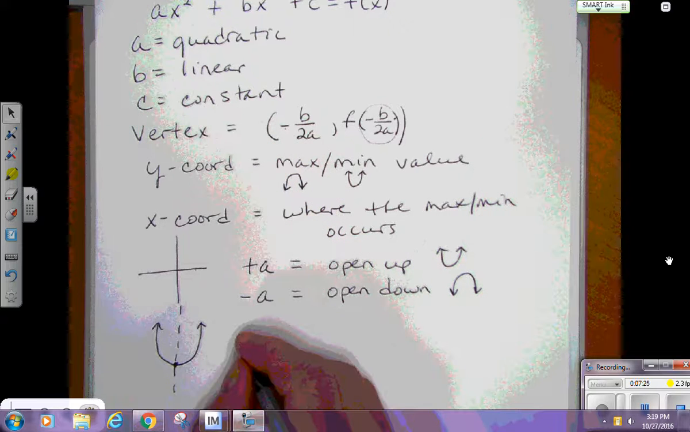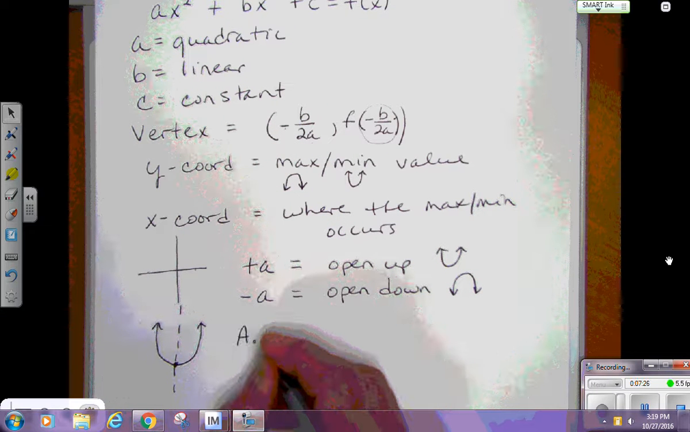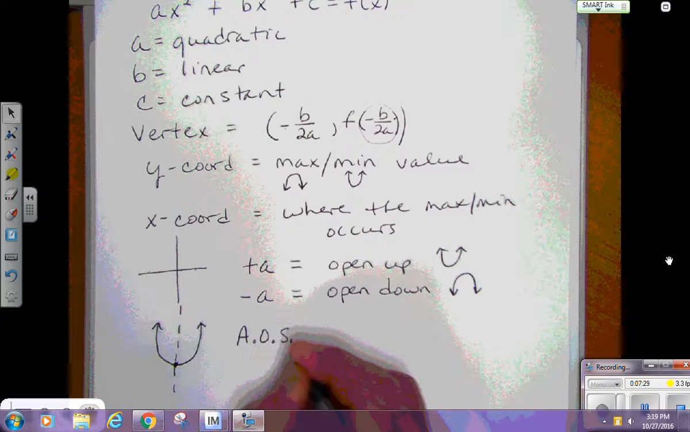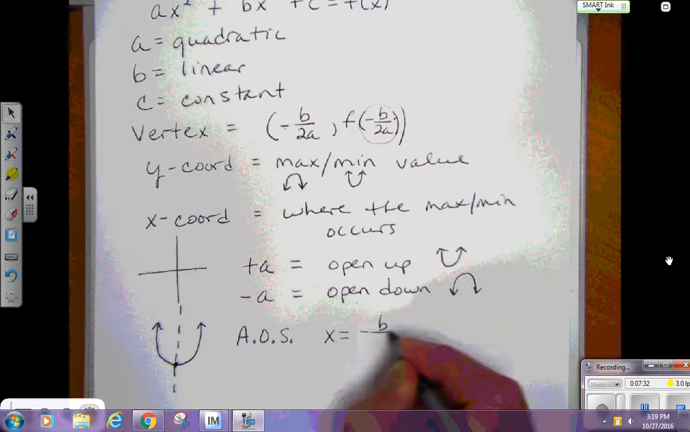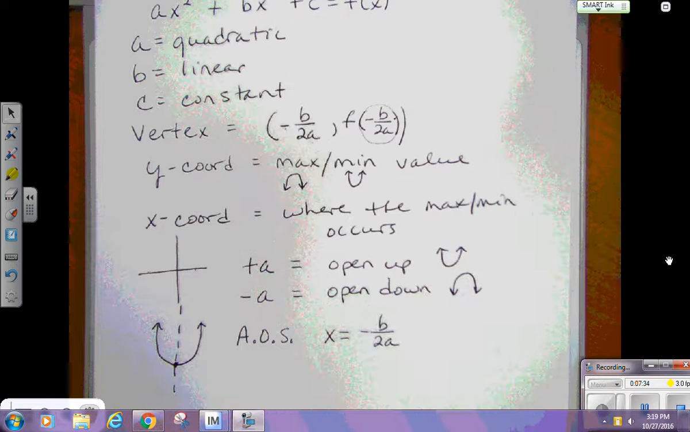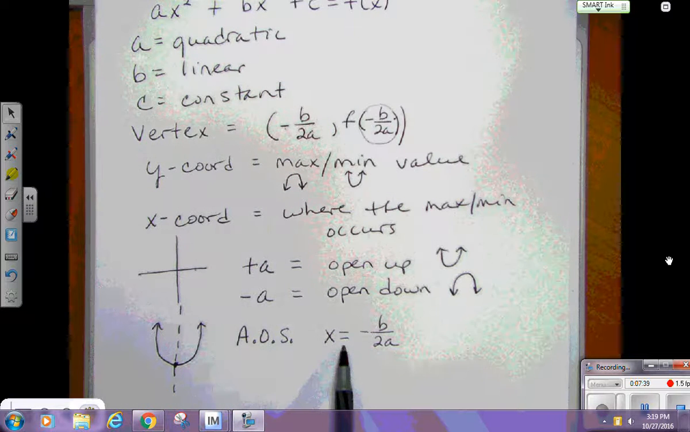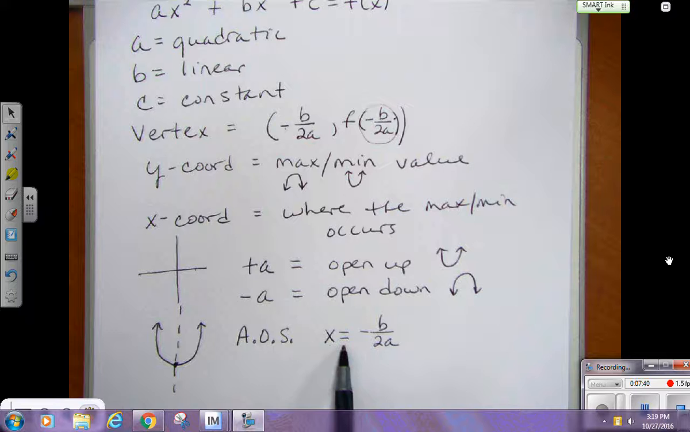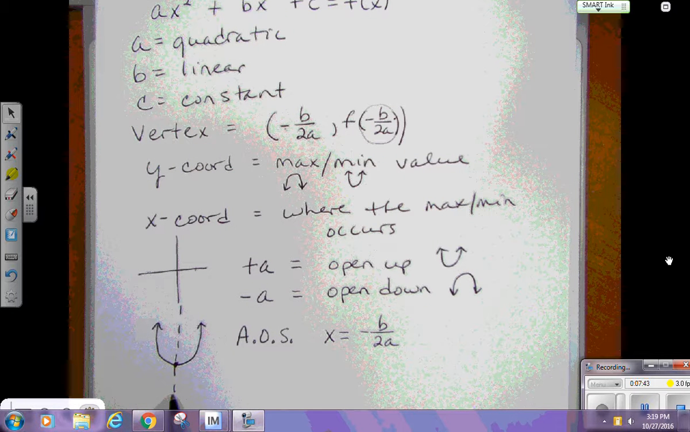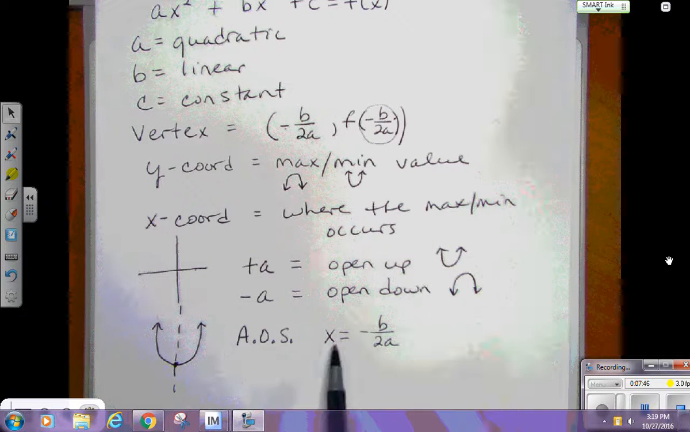And your axis of symmetry, which I usually abbreviate with AOS, is x equals negative b over 2a. Okay, so you do need to have that x equals part in your equation because this is a line. So that does matter. You will get points taken off if you don't have x equals.